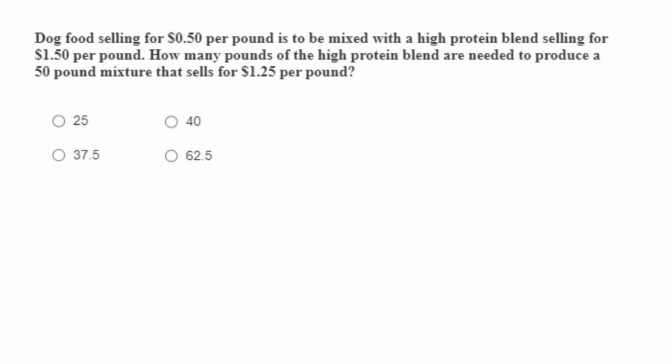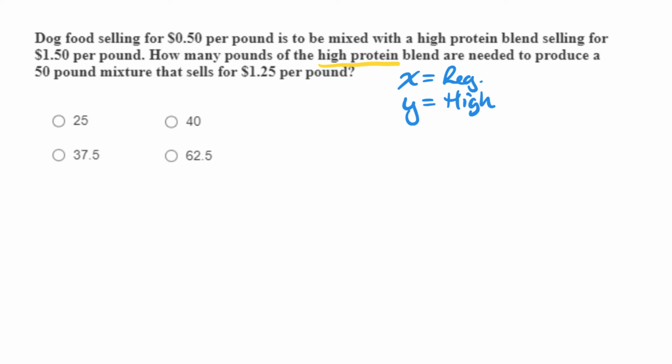Now it says dog food sells for, I usually like to actually start these reading the last sentence because it's going to tell me what my variables are. It says how many pounds of, here they come, high protein blends are needed to produce 50 pounds of mix. Usually it'll tell me the other ones, but clearly one is high protein. So let's see what else we have. It says dog food sells for 50 cents per pound to be mixed with a high protein blend for $1.50 a pound. So apparently our two variables are a regular protein and then a high protein. Doesn't specifically say this, so if you wanted to call one the other one Y and this one X, that's fine. You're good either way.